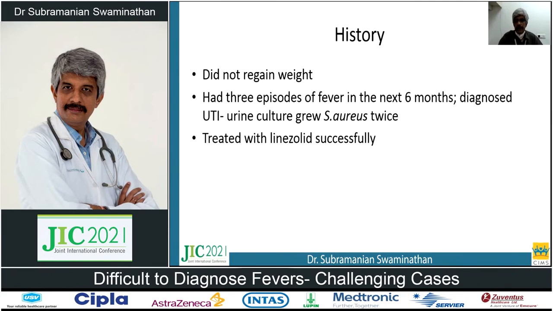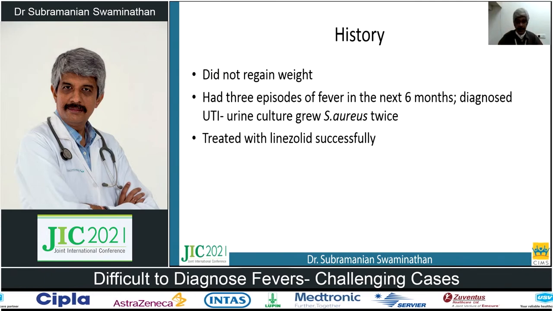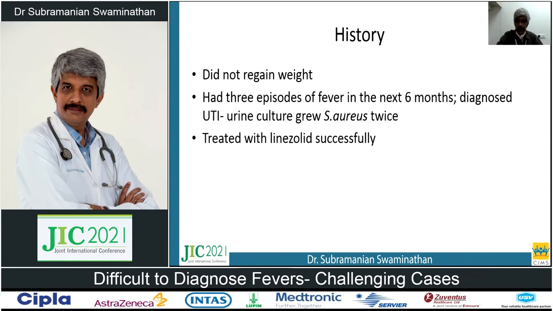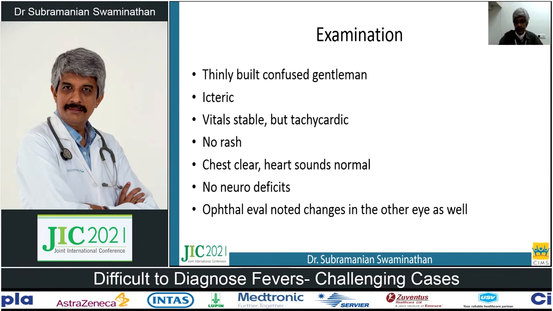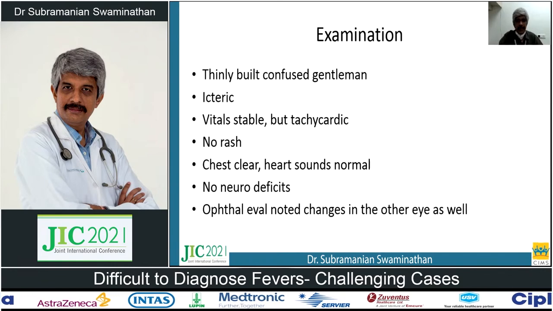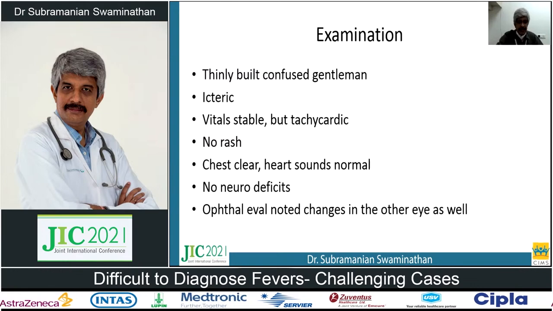And he was diagnosed to have UTI. And twice the urine culture grew staph aureus. And each time he was treated with linezolid successfully. And this is basically what has happened before this. And now he's down with a significant fever and he was looking a little septic. He's a thinly built gentleman. He seemed a little confused.